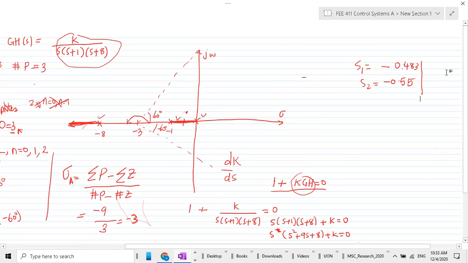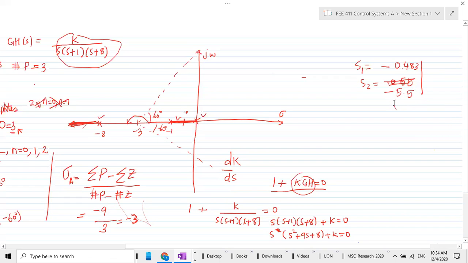So among these two, yes. S2 is negative 5.5, not negative 0.55. Oh yeah, negative 5.5, right? Yeah. Oh, negative 5.5, like that.